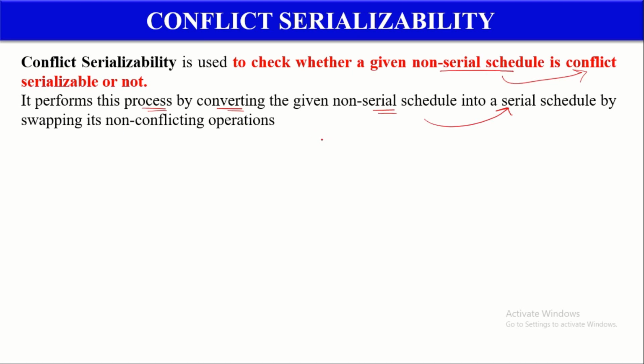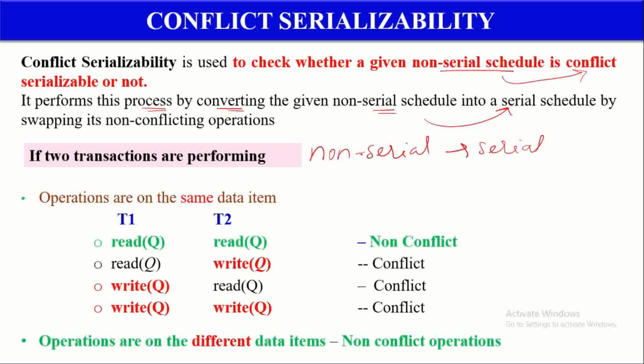Okay, how does it do this process? It converts the given non-serial schedule into a serial schedule. How does it convert? By swapping its non-conflict operations. Okay, let us discuss what are conflict operations and what are non-conflict operations.